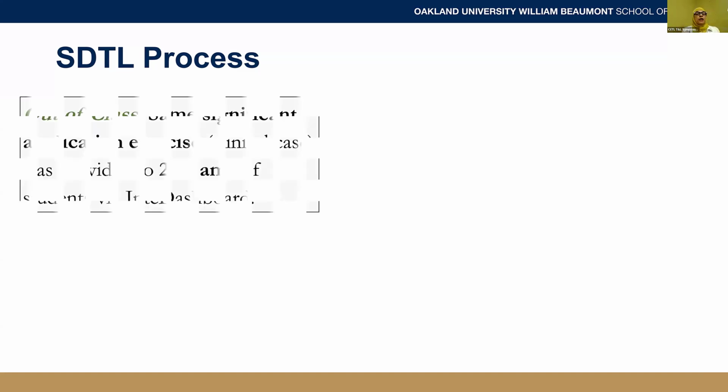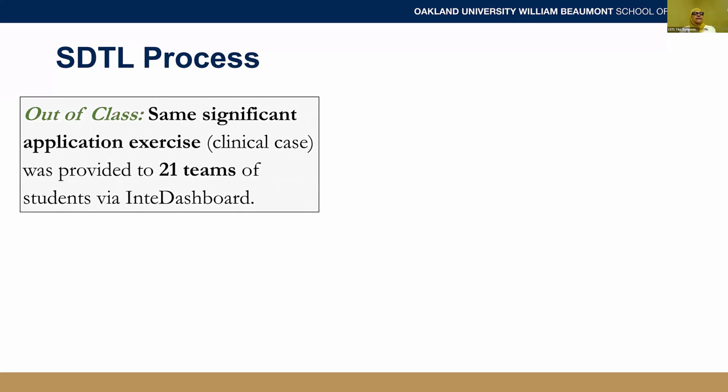What we have done is this: usually in our class, it's 125 students, so there are 21 teams per class, right? We asked the 21 teams, before the in-person session starts, which is a mandatory session, approximately 4 weeks, 1 month, or if it's possible 3 weeks, according to the length of the course, right? So we ask them to start working as a team to solve the same significant application exercise.